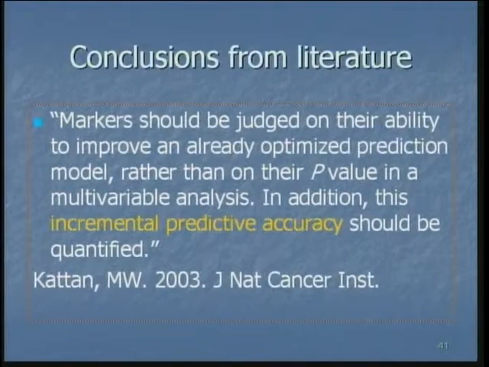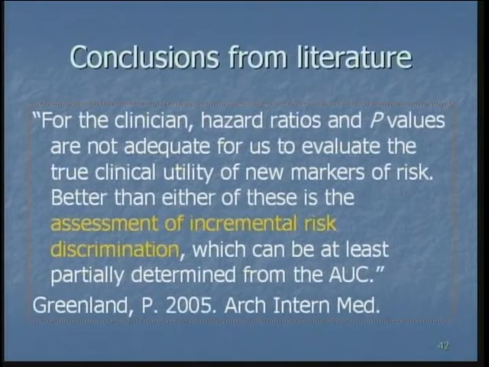And a couple other, just to put it in the words of a couple other people in the current literature who've been talking about this, sort of warning us how to present findings. Katan says, please report incremental predictive accuracy rather than a p-value, which means change in positive predictive value, change in negative predictive value. Greenland says report an assessment of incremental risk discrimination, which is what the area under the curve gives you, rather than a p-value. Okay, I think we've driven that point home.